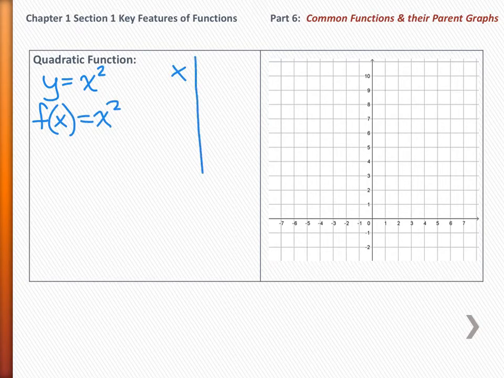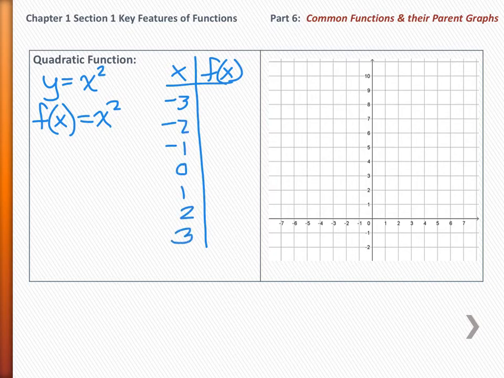So if we made a little table of ordered pairs and picked a few negatives, and 0, a few positives. If we substitute negative 3 in and we square it, we get out a positive 9. Negative 2 squared is positive 4. Negative 1 squared is 1. 0 squared is 0. And we'll get the same exact thing on the positive side.